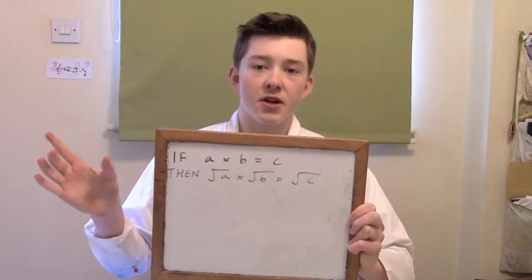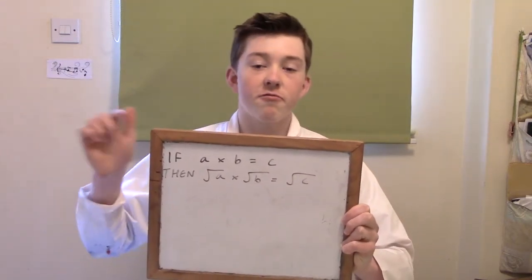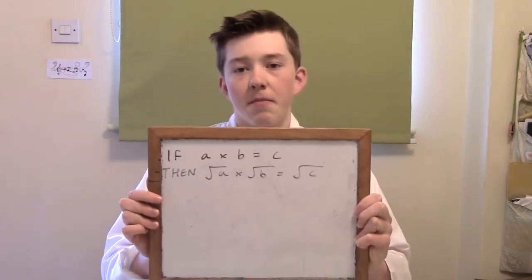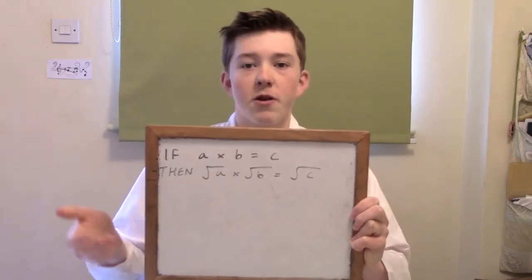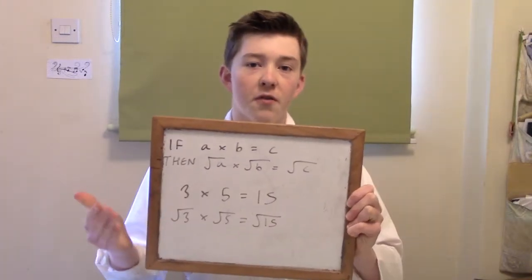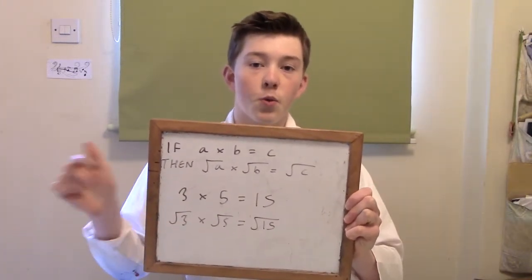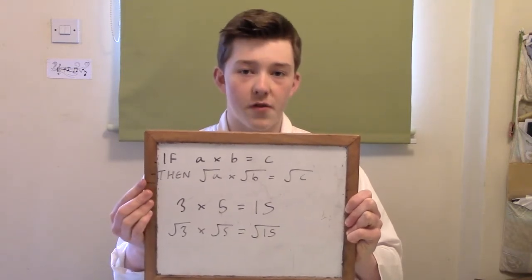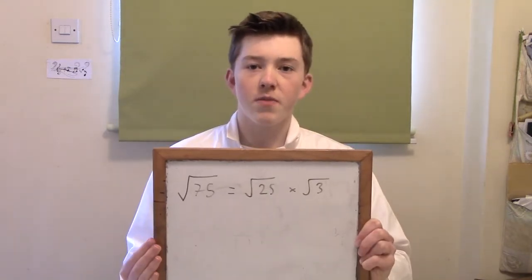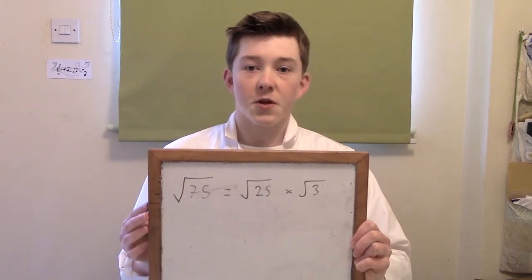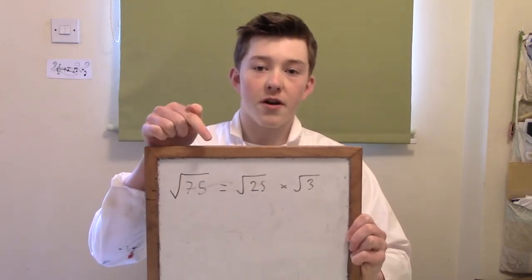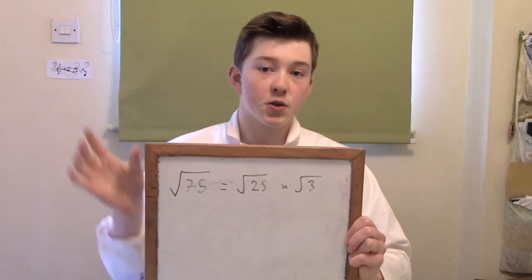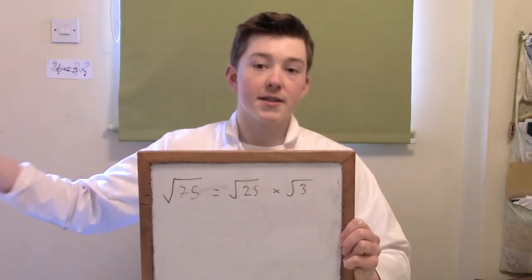Second, if a times b equals c, then root a times root b equals root c. That may sound a bit confusing, so here's a real number example. 3 times 5 makes 15, so the square root of 3 times the square root of 5 makes the square root of 15. Knowing this can be extremely useful working the other way. So for example, root 75 is equal to root 25 times root 3, because 25 times 3 makes 75.